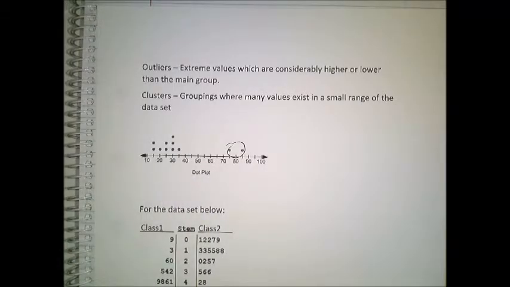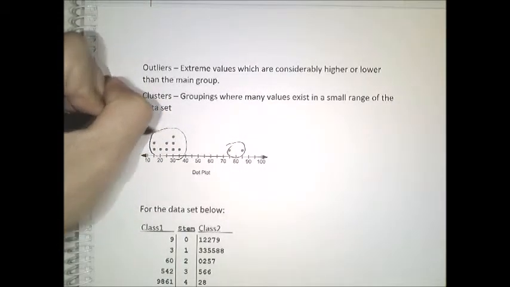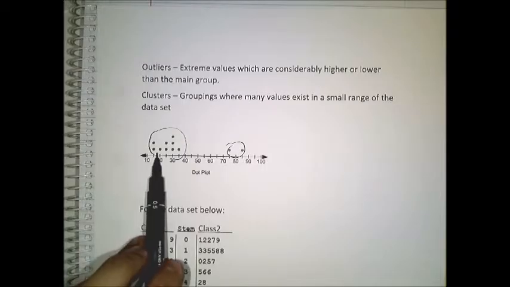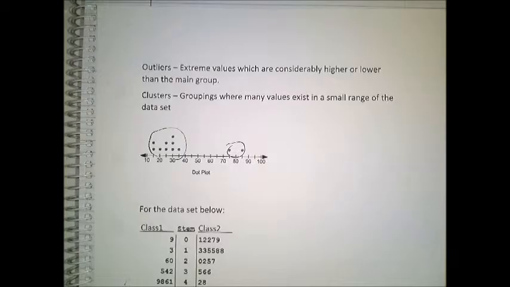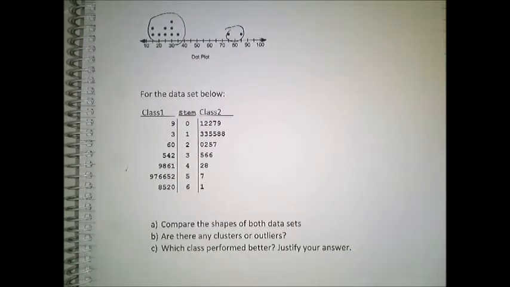What we can also see is that we have a clustering of data, and this is the data that seems to be more regular. Clusters are groupings where many values exist, and they are all grouped up in a small range of our data set. We can use this and our ideas of skew that we learnt about before to begin to talk about data presented in questions like this.